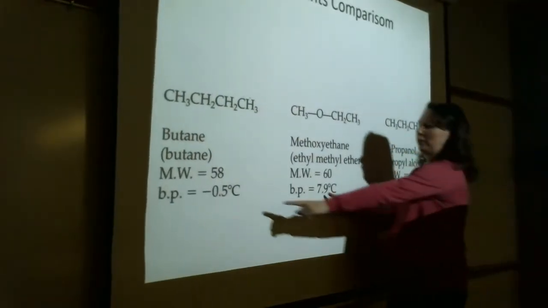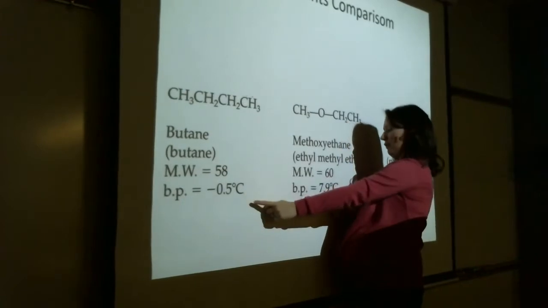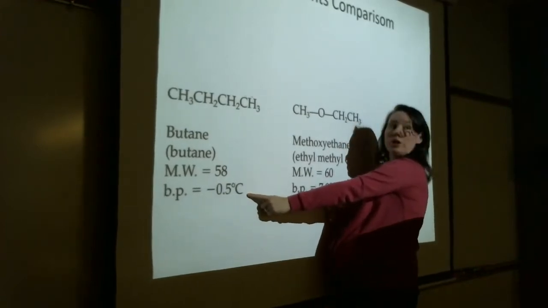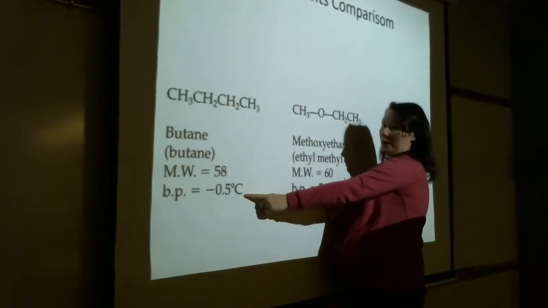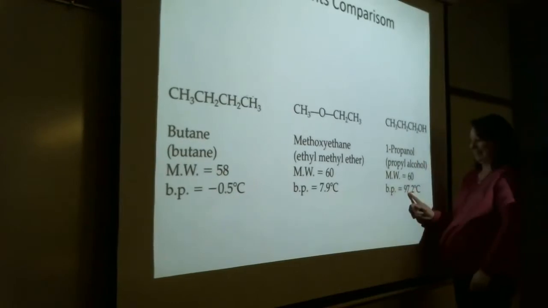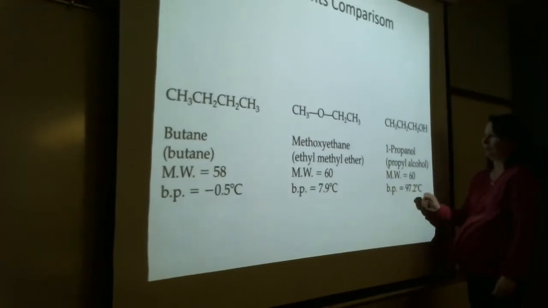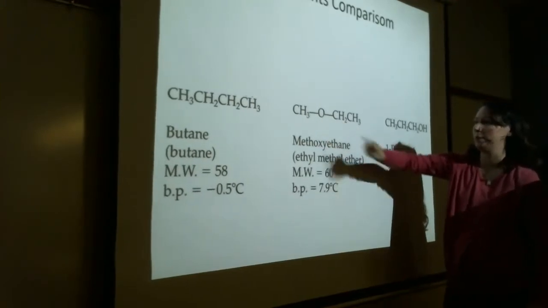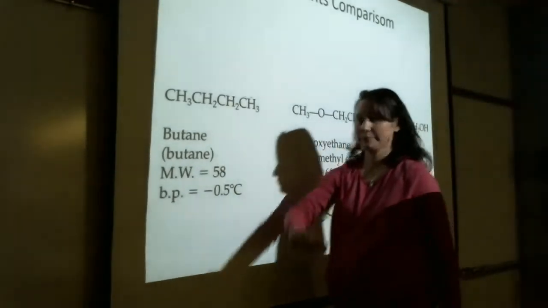Like I said, these two are pretty close. I mean, 7.9 versus -0.5. It's not a humongous jump. It's not like they're 1 degree apart either. But then go from here to here, 7.9 to 97, right? That's a huge jump, right? Alcohol, weak dipole-dipole, just London.